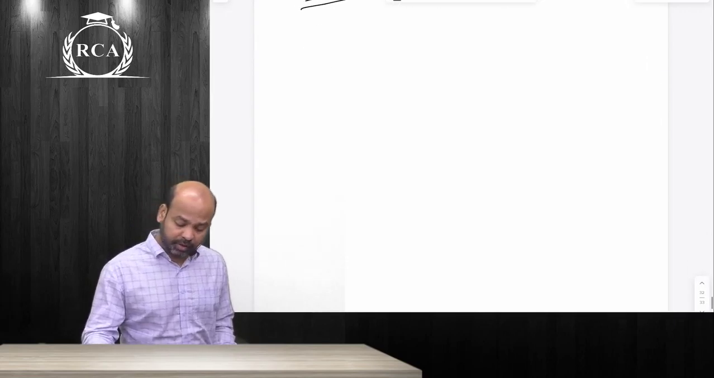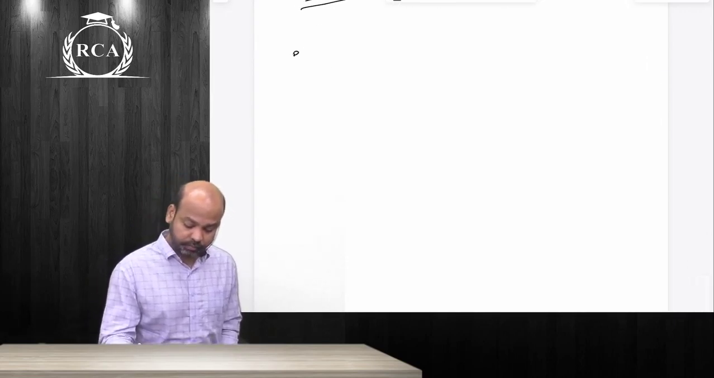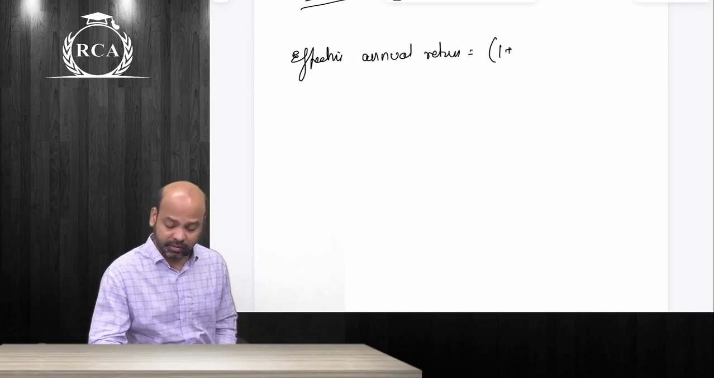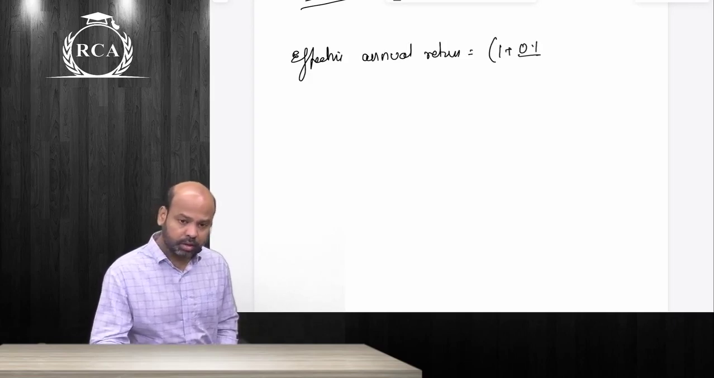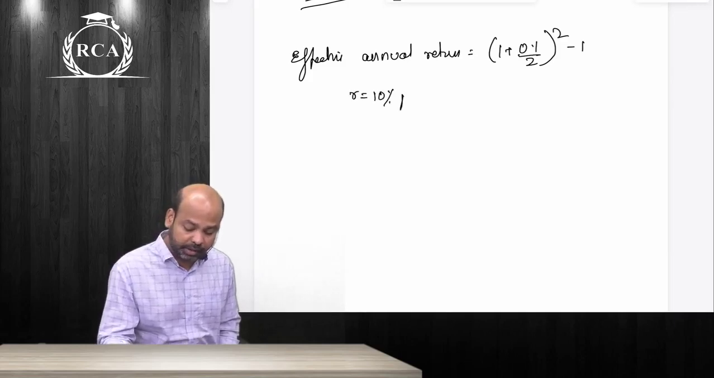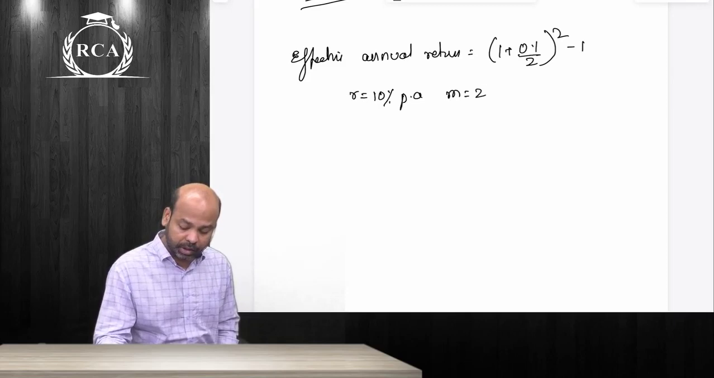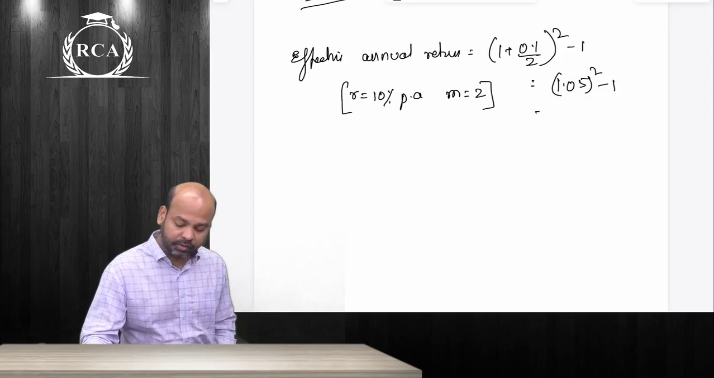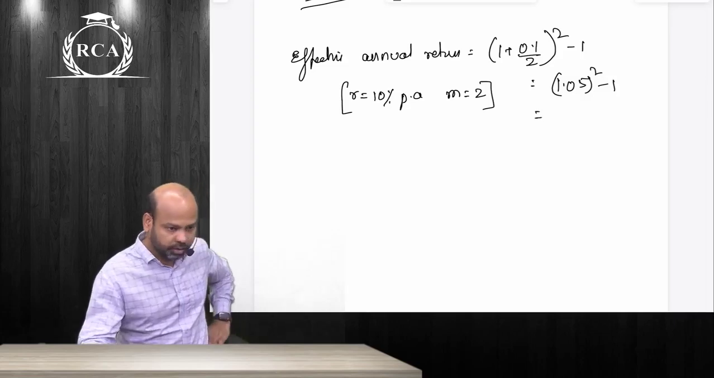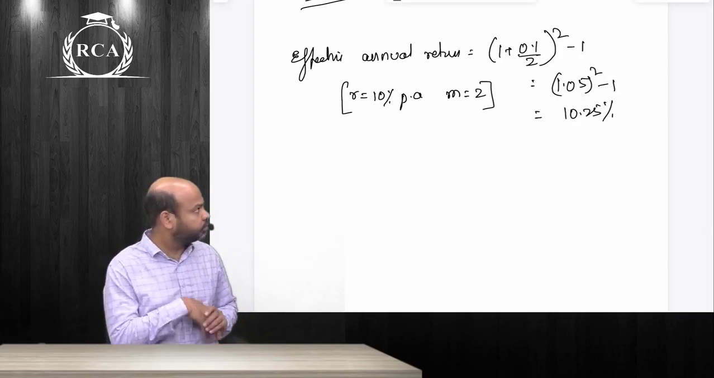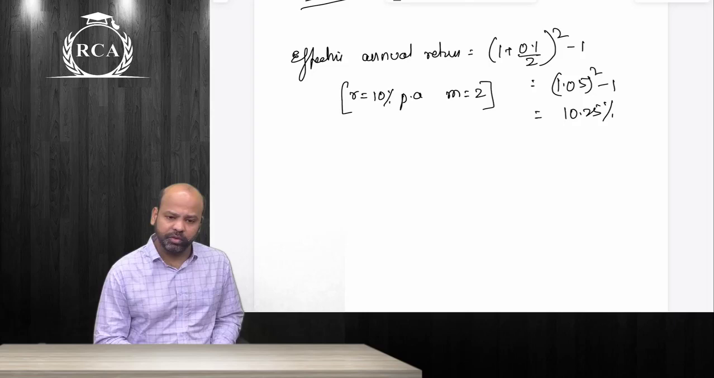So what will be your effective annual return, guys? इसको भी compound करना है ना बेटा अभी. Effective annual return will be equal to 1 plus 0.1 by how much? 2 whole power 2 minus 1. याद रखना YTM is 10% per annum, not for 6 months. And compounding period is 2. So this will be 1.05 whole power 2 minus 1 beta. You're effectively going to get a return of 10.25%. They can ask questions like this beta in MCQs.